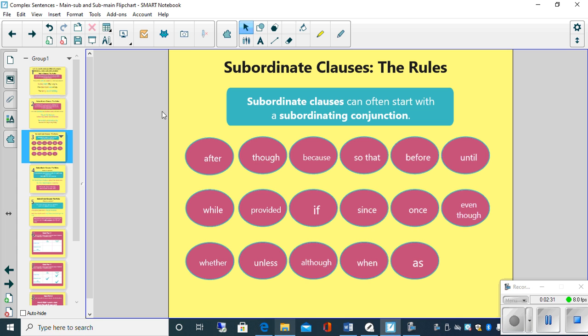Subordinating clauses start with a subordinating conjunction, and I'm sure just having a look at the screen that you're all aware of these subordinating conjunctions: after, unless, although, as, when, even though, until. So these will be really useful for when you're doing your independent work later on.